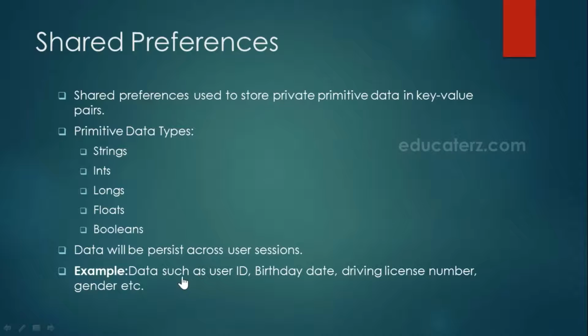The best example of where we use it is to store your user ID, birthday date, driving license number, passport number, or gender, etc. In such scenarios, we use shared preferences. We'll discuss in detail in later sessions how it is implemented in Android.